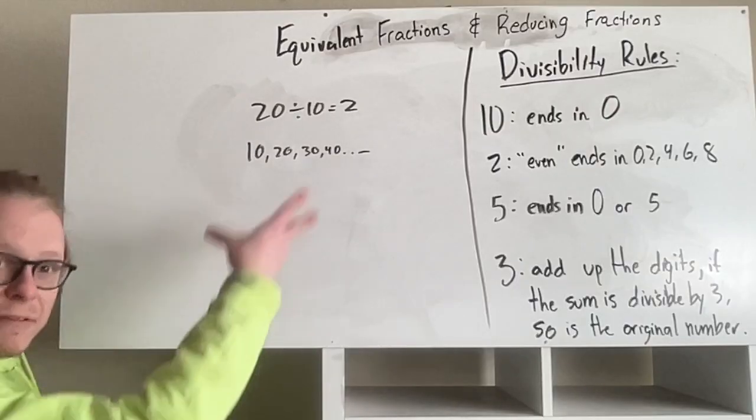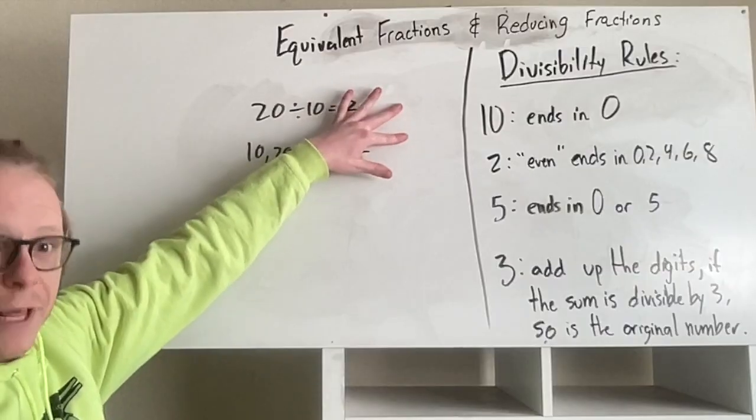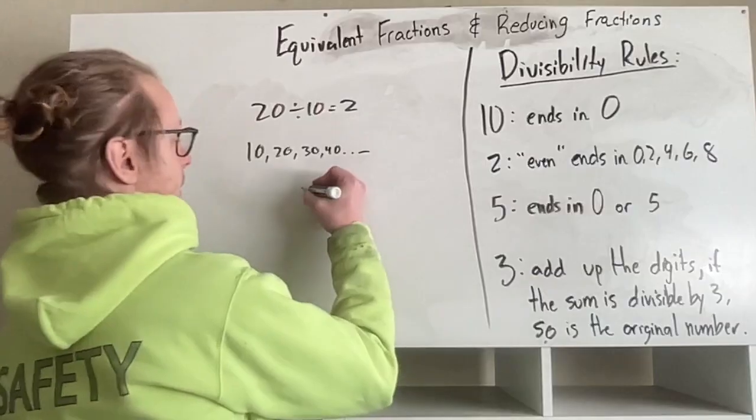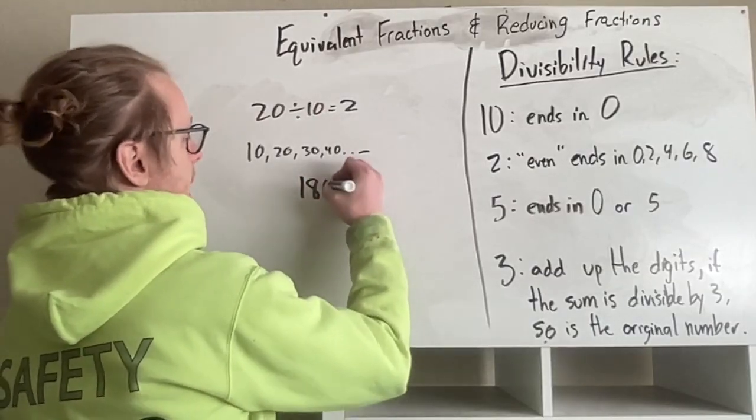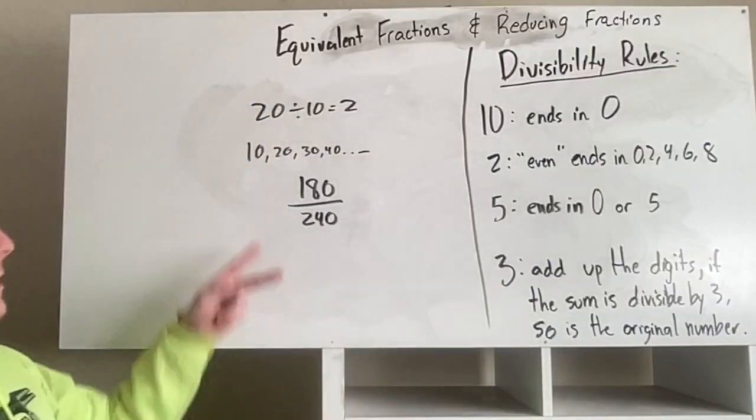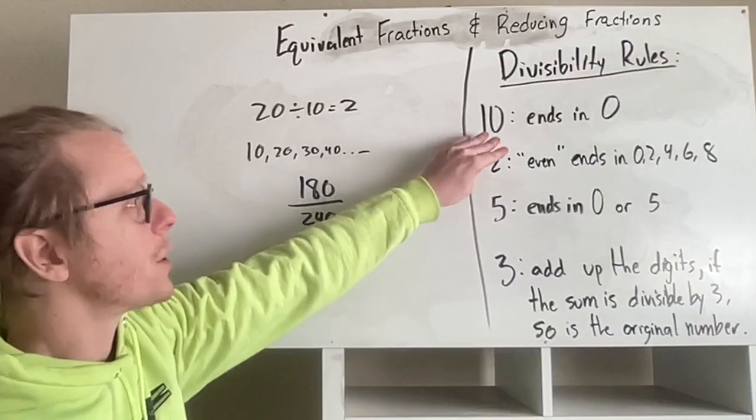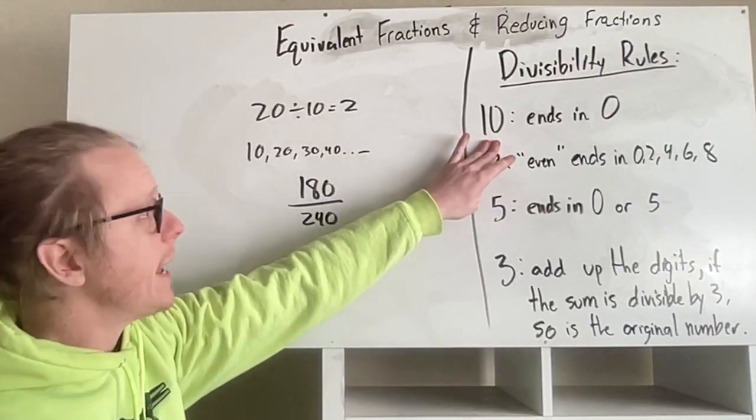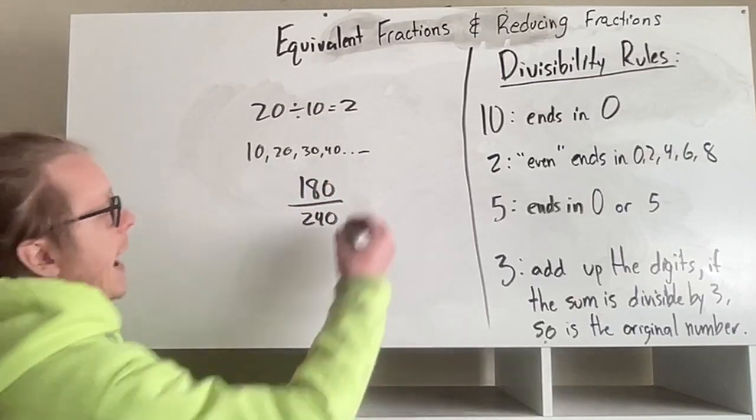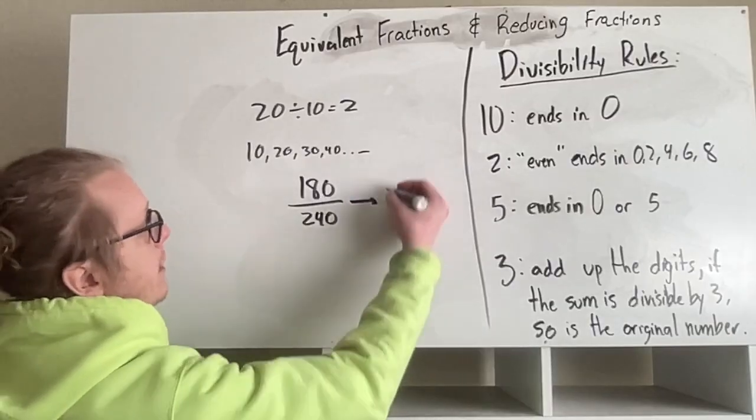So potentially we could divide by 10 to simplify if both the numerator and the denominator end in 0. So let's look at an example of that. We have 180 over 240, right? Already, these numbers are larger than what's on the times table chart. But because we know our divisibility rule, hey, these numbers both end in 0, which means they both have 10 as a factor. I'll show it out, okay?